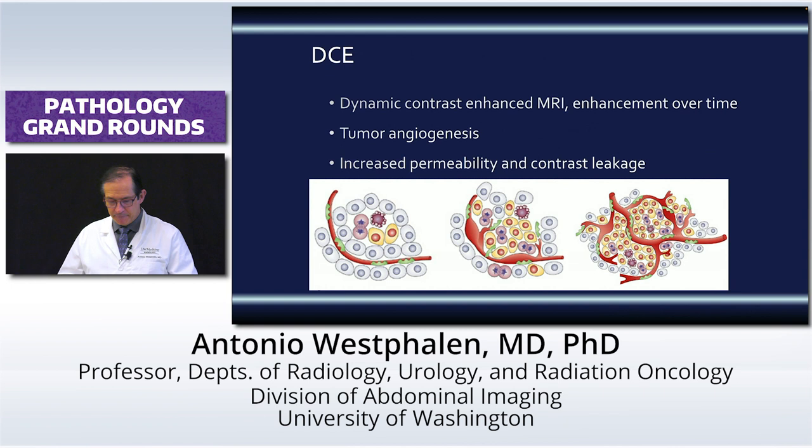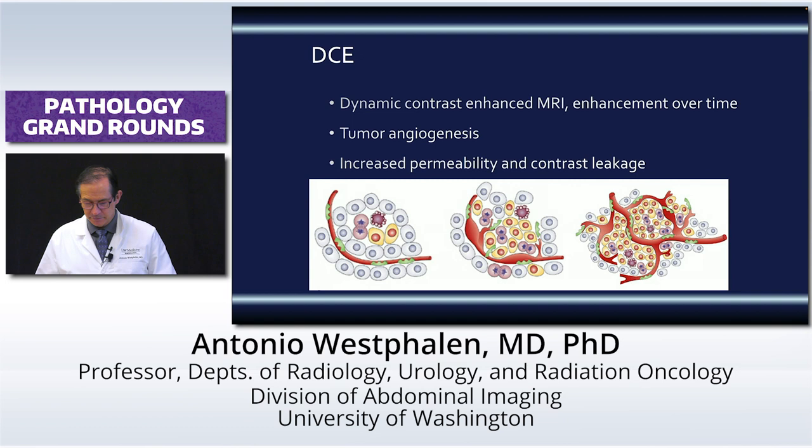All right, so DCE, dynamic contrast enhanced MRI. This is the perfusion approach. It's a dynamic process. So we're acquiring multiple sequences over time of that same spot, and we're trying to detect tumor angiogenesis, and we're trying to look at permeability and contrast leakage into the extravascular and extracellular components of tissue. So how do we do that? You inject the contrast and you acquire images at different time points.